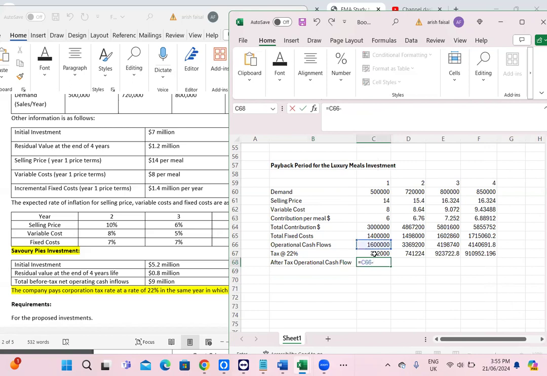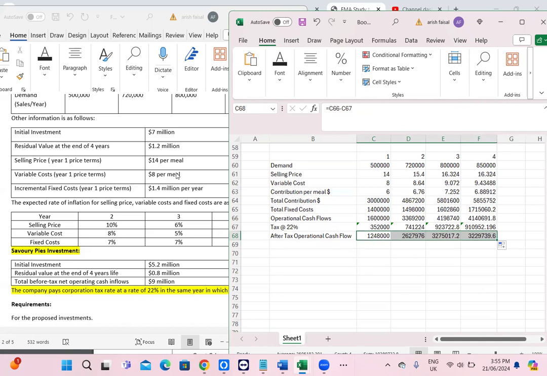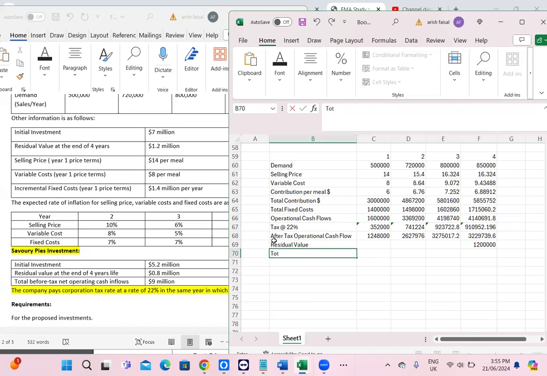So I just have to take 1.6 million. Okay. Yeah. Minus the tax payment. So I get this, and I can just simply expand it, and I'm going to get for year 2, 3, and 4. Right. Okay. So in the last year, the fourth year, you will also receive the residual value. Okay. So the residual value will be in year 4 worth 1.2 million. So here we go. And this will give us the total cash flows.